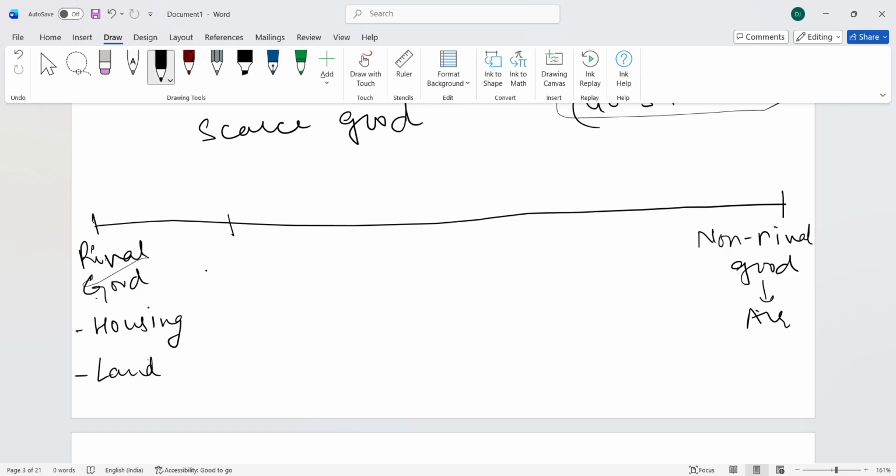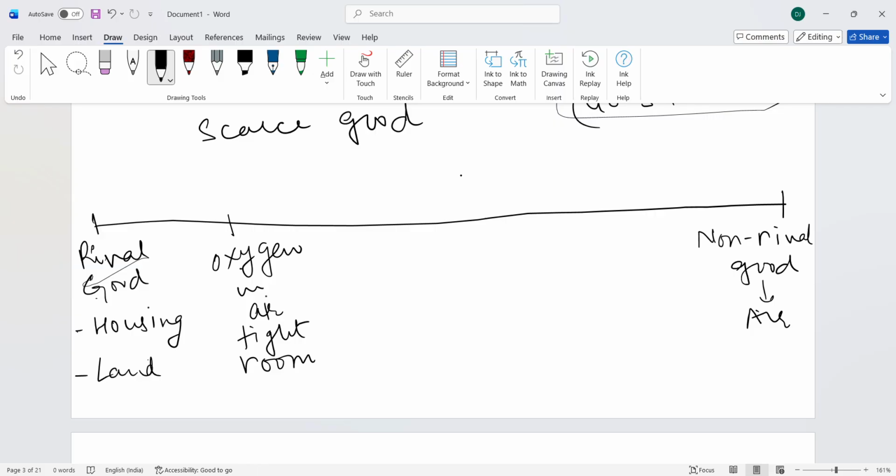Another one, a less rival good, could be oxygen in an airtight room. Let's say about 20 people are in the room, but the oxygen is limited, so it's scarce. And if one person consumes more, then less is available for the other. So it's a rival good. This situation can be termed as scarcity and rivalry together, but it's less than the pure form of a rival good.